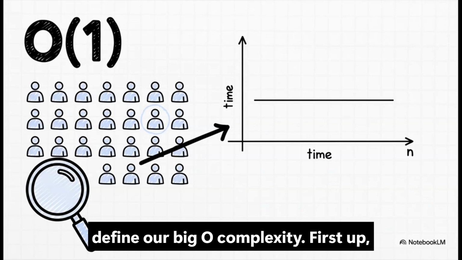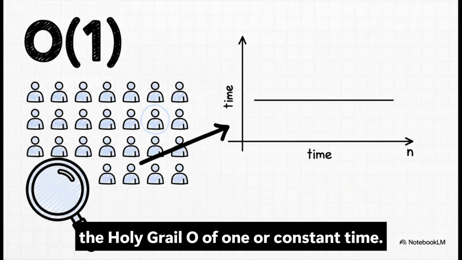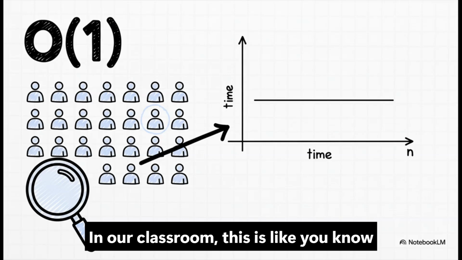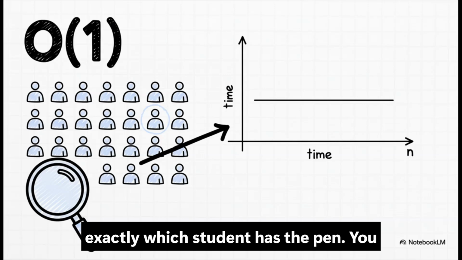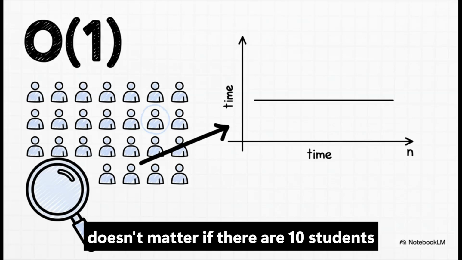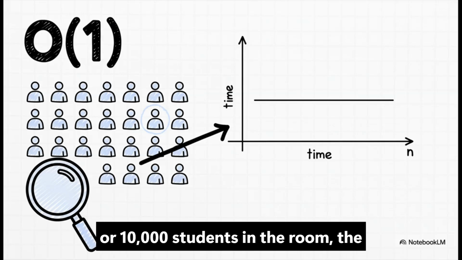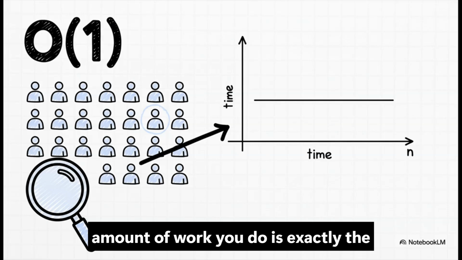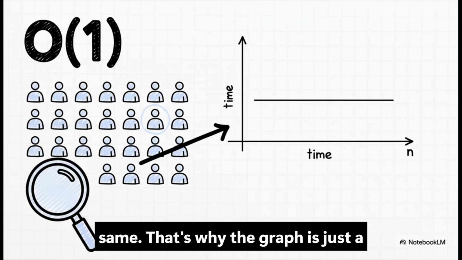First up, the holy grail, O(1), or constant time. In our classroom, this is like you know exactly which student has the pen. You just walk up to them and get it. It doesn't matter if there are 10 students or 10,000 students in the room, the amount of work you do is exactly the same. That's why the graph is just a perfectly flat line.